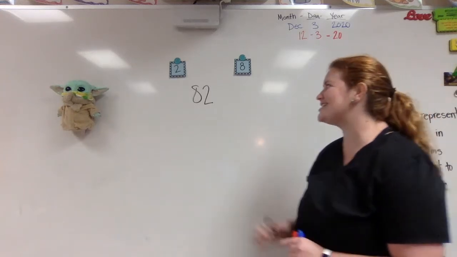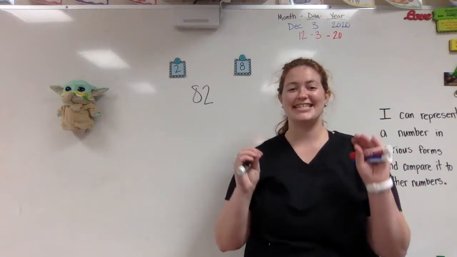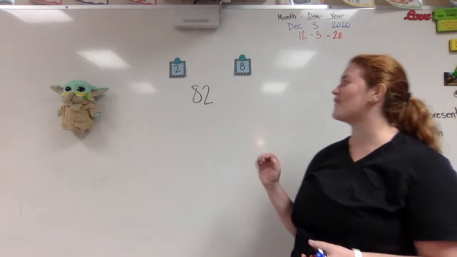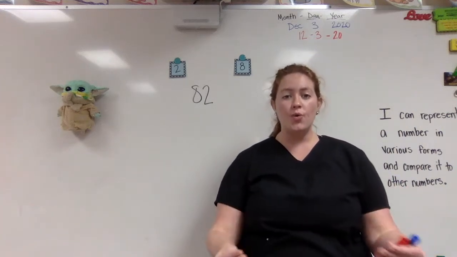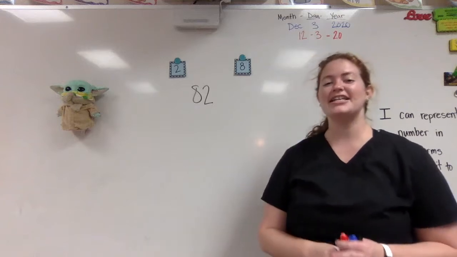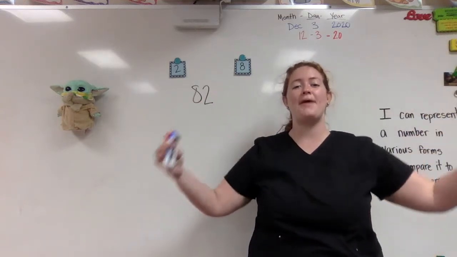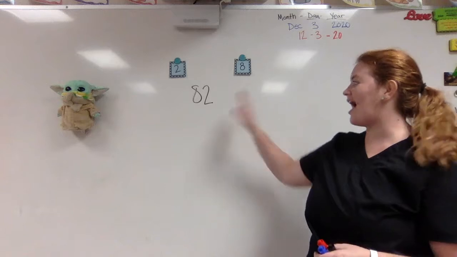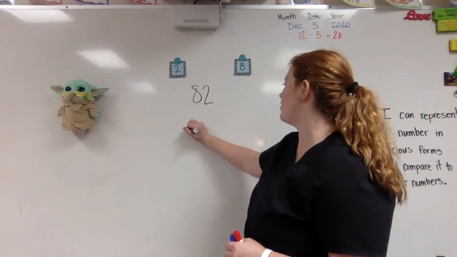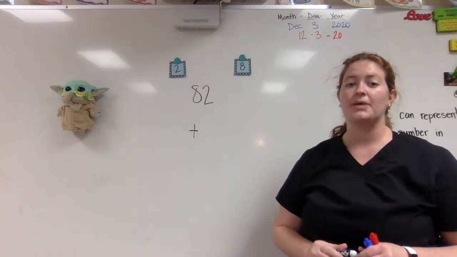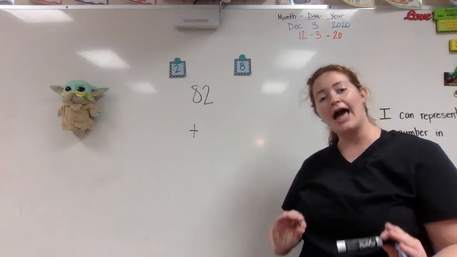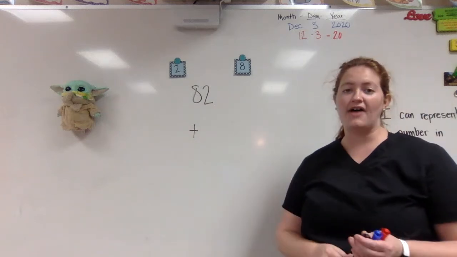Now, I just wrote this number in standard form. That's right. Yeah, some of you were saying it with me. It's in standard form because that's just how the number would normally look. Who remembers expanded form? Yeah? Expanded form is when I'm going to expand the number. So I have my standard form here. My expanded form is the form with the plus sign in the middle because I'm taking the value of my tens plus the value of my ones.